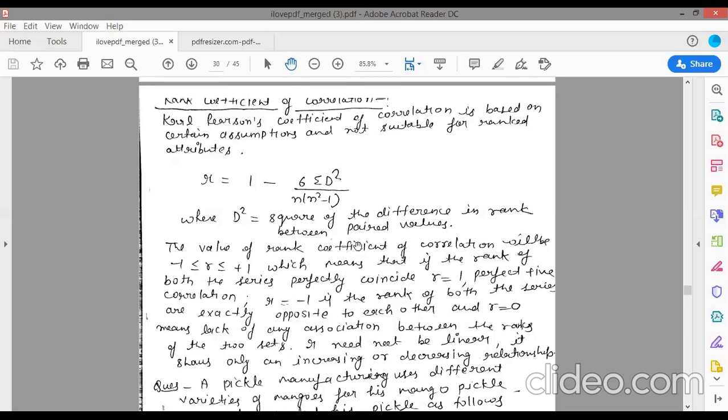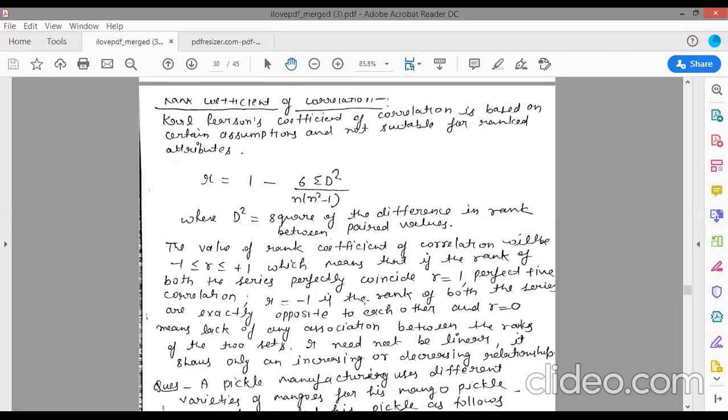So the value of the rank coefficient of correlation will be minus 1 less than or equal to r less than or equal to plus 1, which means that if the ranks of both the series perfectly coincide, r is equal to 1, perfect positive correlation; r is equal to minus 1 means perfect negative correlation.